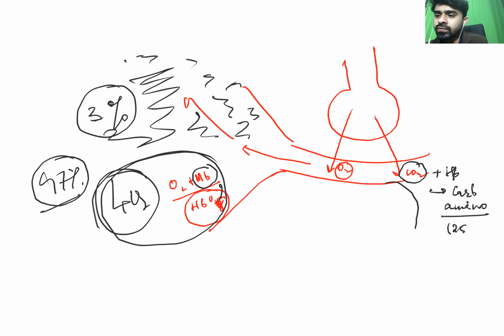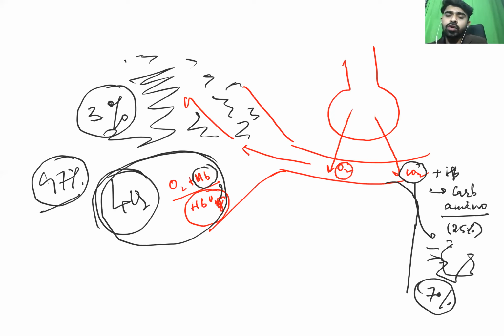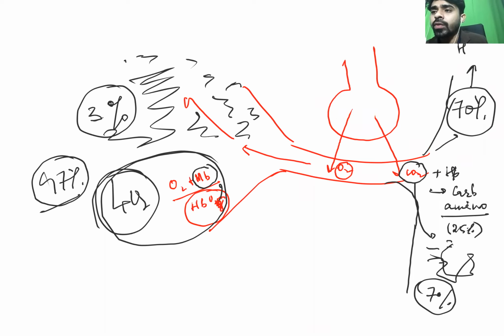20%. Correct. Okay. Next, a few percent will be transported in dissolved form. What percentage? 7% will be transported in dissolved form, like 3% of the oxygen. And the remaining, almost 70% of the CO2, will be transported after forming bicarbonate. So bicarbonate is huge in your blood.